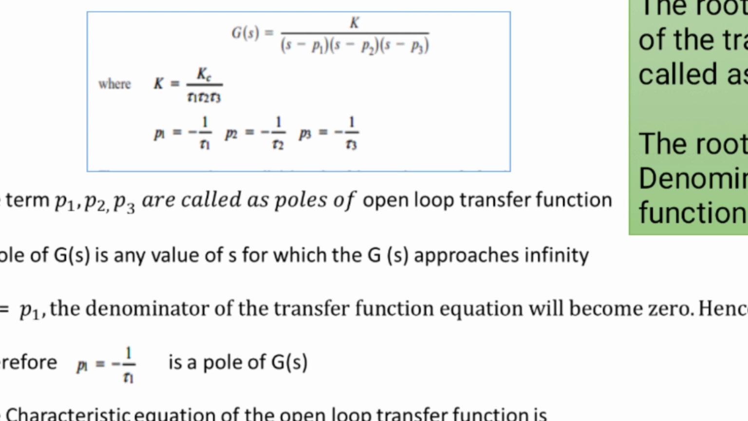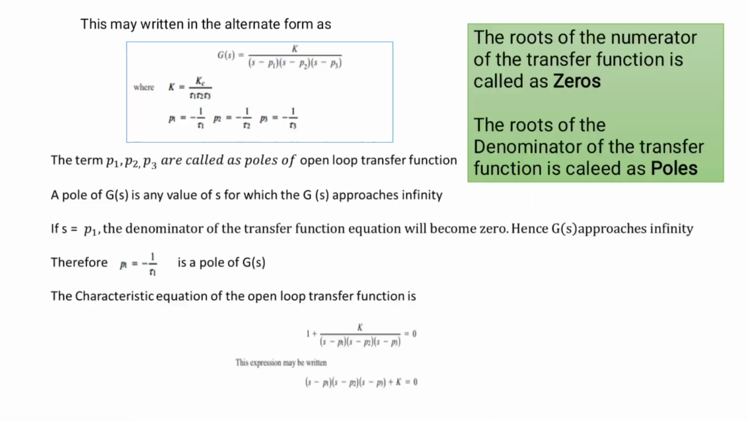A pole of G of s is any value of s for which G of s approaches infinity. If s equals p1, the denominator of the transfer function equation will become 0. Therefore, G of s approaches infinity. Therefore, p1 equal to 1 by tau 1 is a pole of G of s.